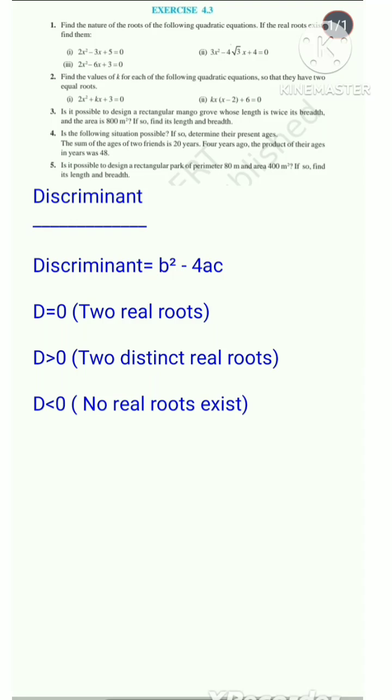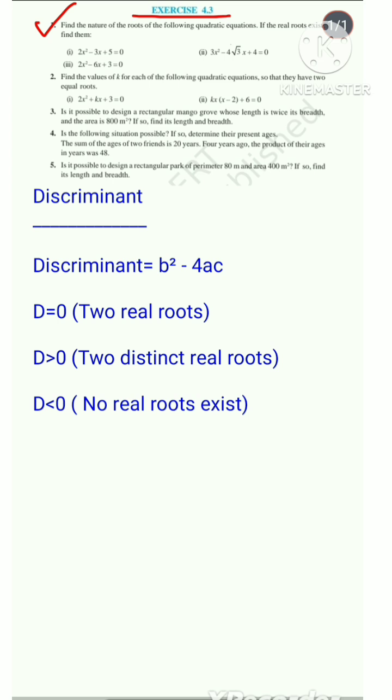Hello students, today we are going to start exercise 4.3 from the lesson Quadratic Equations, right? And our first question says: find the nature of the roots of the following quadratic equation. If the real roots exist, find them.